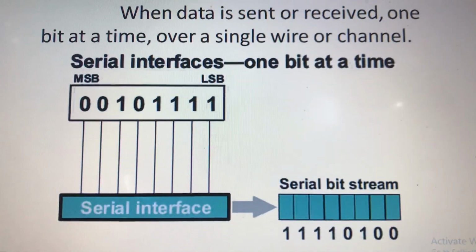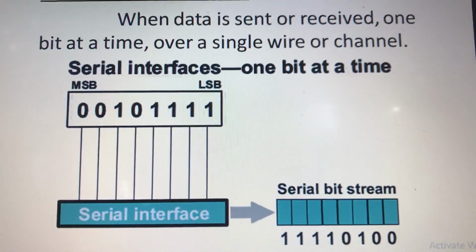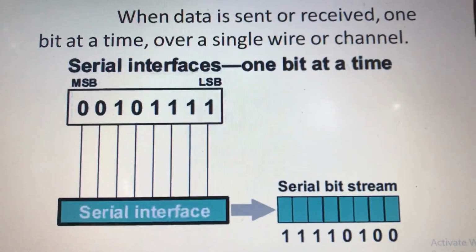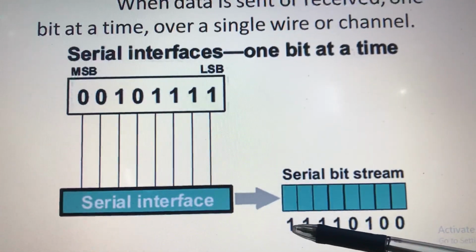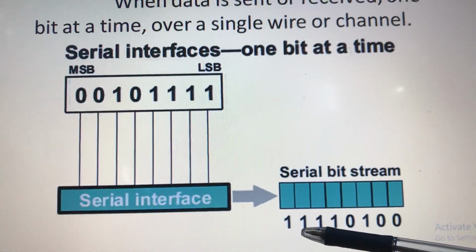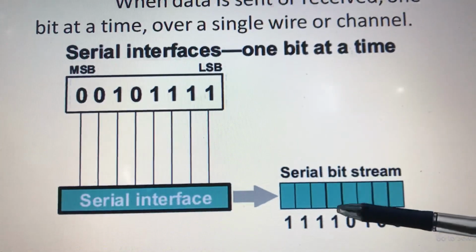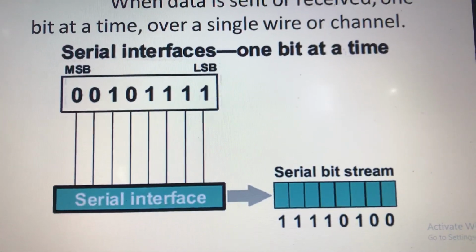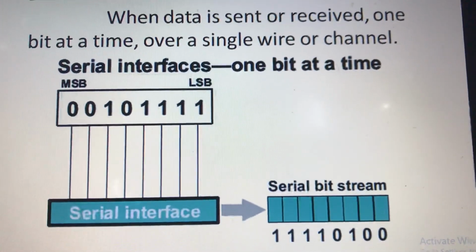When the serial data transmission occurs, it will start from the least significant bit. The least significant bit over here will come first on the serial bit stream. Similar to that, the second one would be the second, and this will carry on until all of the transmission has occurred.